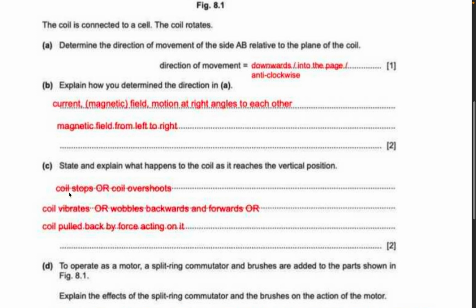So the first mark: the coil stops because it will not cut the magnetic field, and the coil vibrates or wobbles backward and forward, or the coil is pulled back by the force acting on it. Coil stops means coil overshoots.